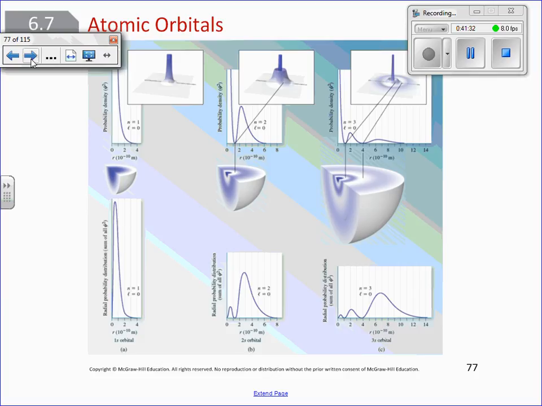But there's only one orbital. So for the s, I'm going to put a line here for one orbital. Here I have a 1s, here I have a 2s, here I have a 3s, and here I have a 4s. So each one only has one orbital because they're s's. All right?